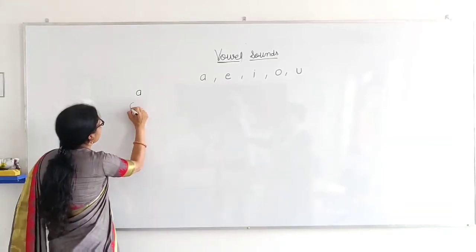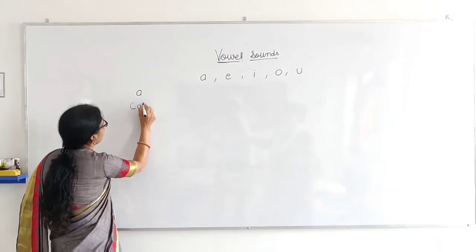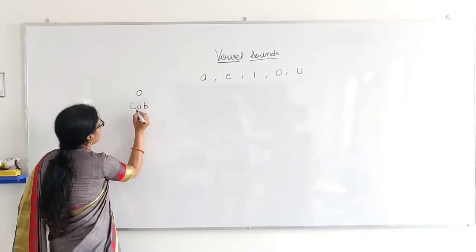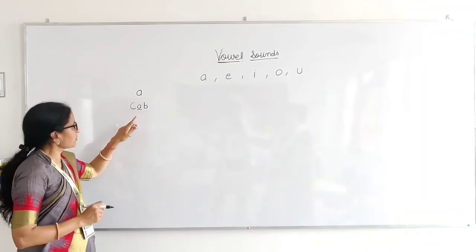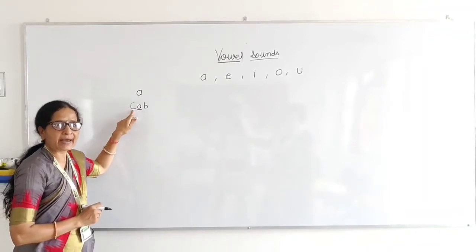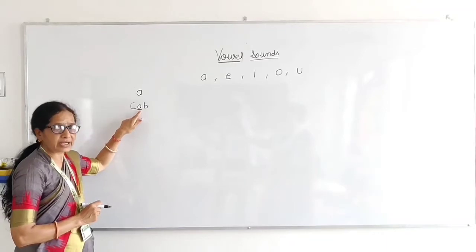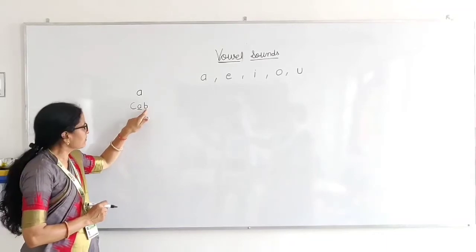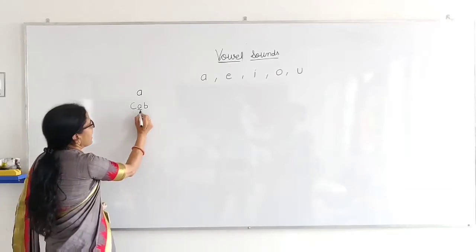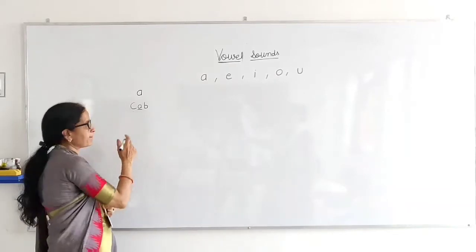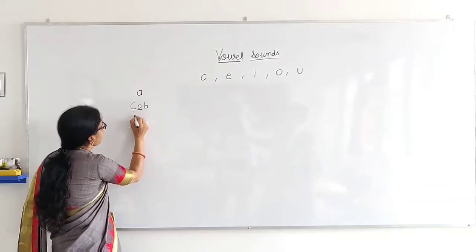First word is C, A, B. Every alphabet has a sound. What is the sound of C? K. And the vowel sound of A is A. B, B. So, K, A, B. Cab.